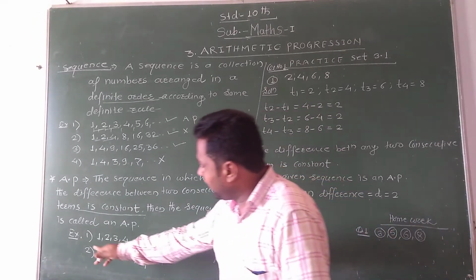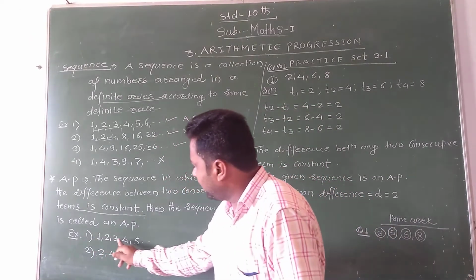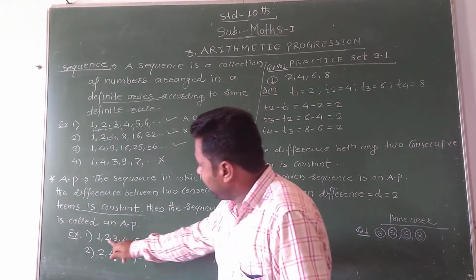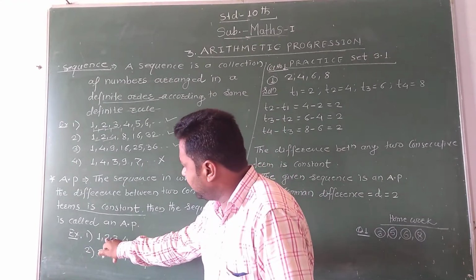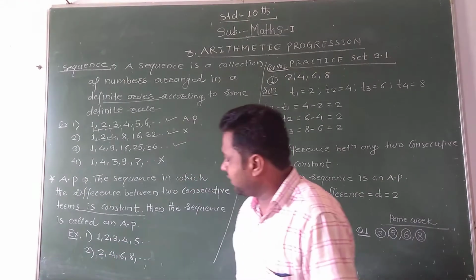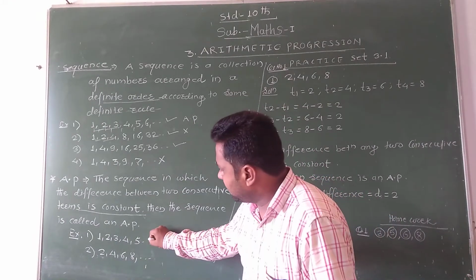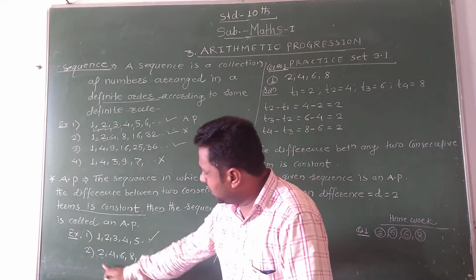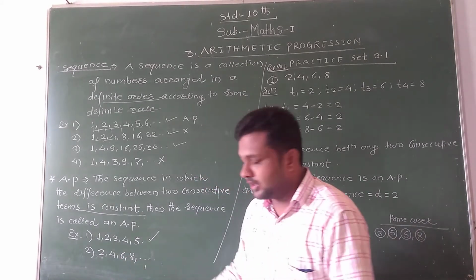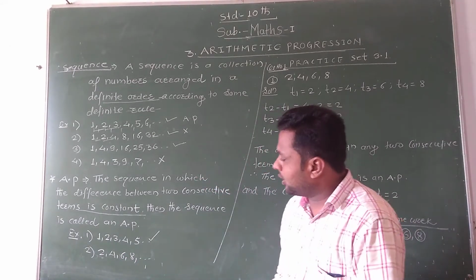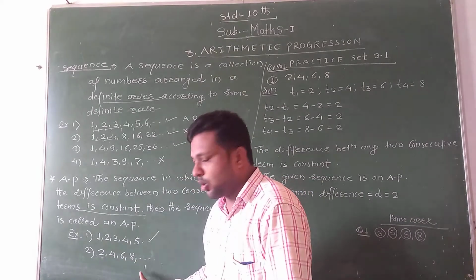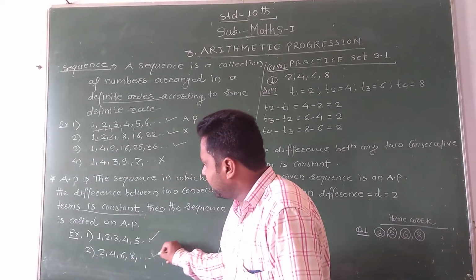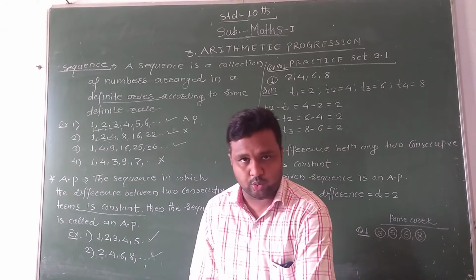Okay, now here we write some examples: 1, 2, 3, 4, 5. In this example, the difference between two consecutive terms is constant, therefore this is called an arithmetic progression. Another example: 2, 4, 6, 8. This is a sequence and the difference between consecutive terms is constant, therefore this sequence is called an arithmetic progression.